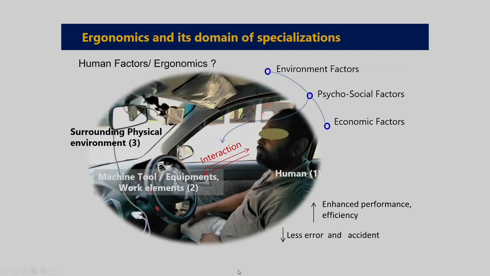Now, coming to automotive ergonomics. Earlier we discussed the general definitions of ergonomics. Now, particularly, what is automotive ergonomics? Automotive ergonomics is nothing but consideration of ergonomic principles and use of ergonomic tools and techniques in the field of automotive design process. If you look at this image, this is a driver, and the driver is interacting with the vehicle components. There is a steering wheel, brake, clutch, and so many other controls and displays.